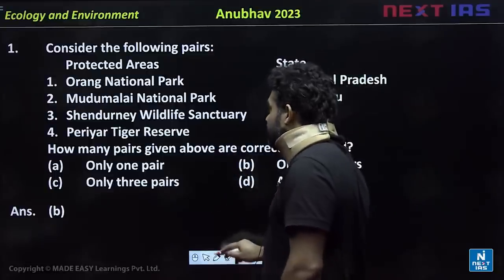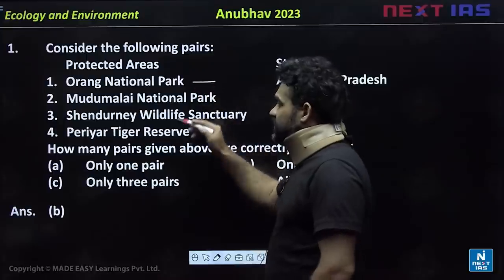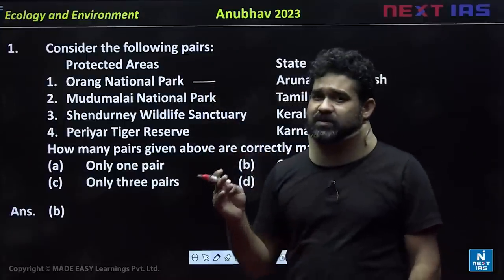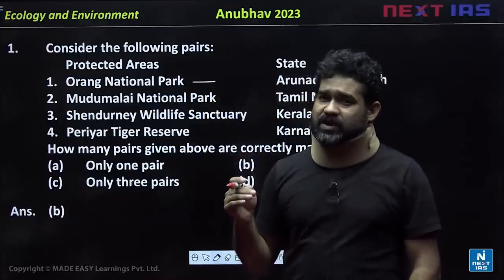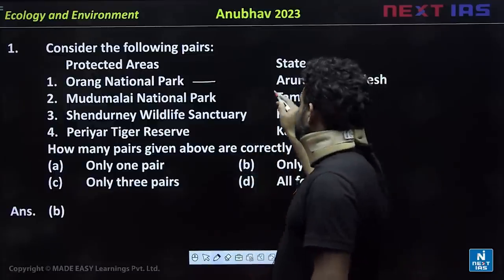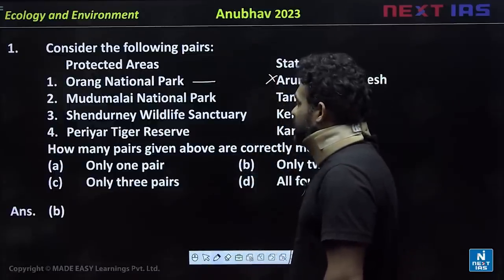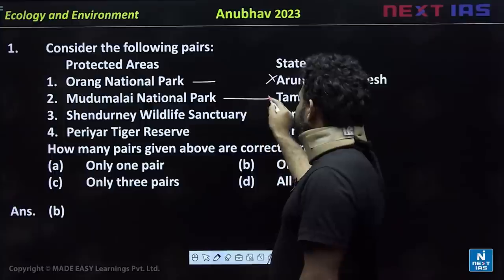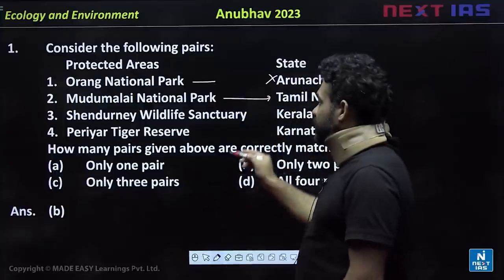Otherwise, if you have studied directly, Orang National Park, we have already seen a number of times: Manas, Nameri, Orang, Dibru Saikhowa, Dehing Patkai, Raimona, Kaziranga. That is Assam. So this is not Arunachal Pradesh, that is Assam. Mudumalai National Park, we have already seen in the class a number of times, Tamil Nadu.